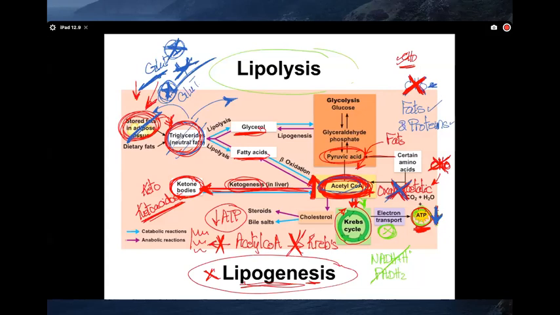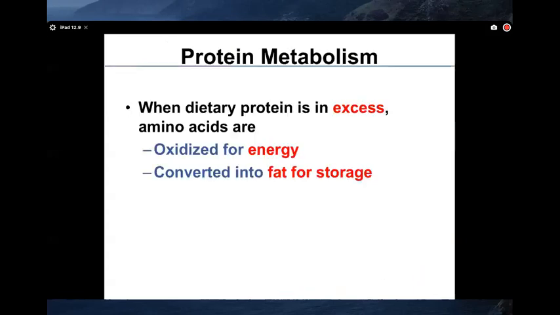All right, great. So moving on to the protein metabolism. The dietary protein, if it was in excess, the amino acids are going to be oxidized to produce energy, or if you don't need energy, they will be oxidized and stored in the form of fat.